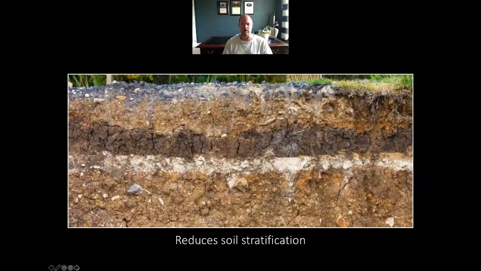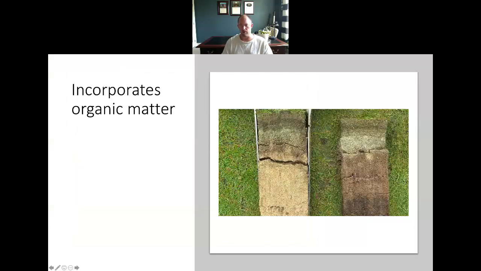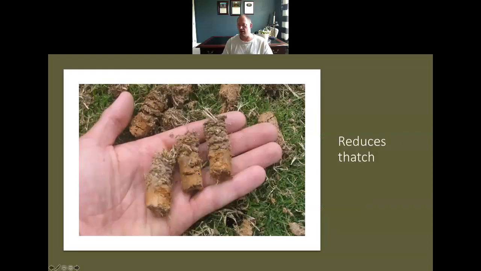So, along the same lines of getting that organic matter, sometimes we can get that stratification of organic matter and thatch layer up at the top. So it helps to incorporate that organic matter deeper down into the profile. Like we see here, where you start getting that incorporation of this organic matter deeper down into the profile. But along the same lines, it's also going to help reduce thatch. So this can be a thatch management tool to help reduce thatch in the lawn.